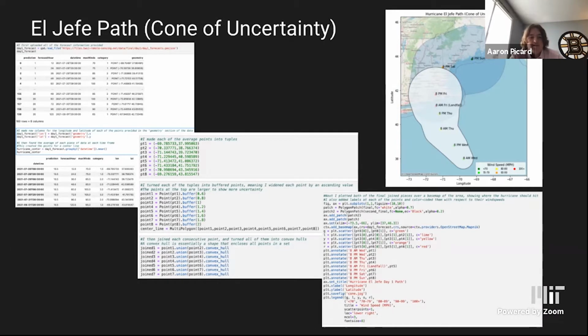I then converted these to buffer points, meaning it's pretty much just a point with a radius around it to make it appear larger.